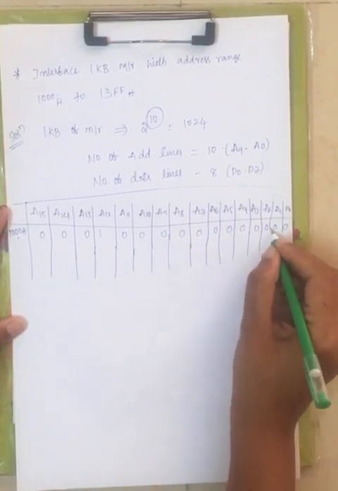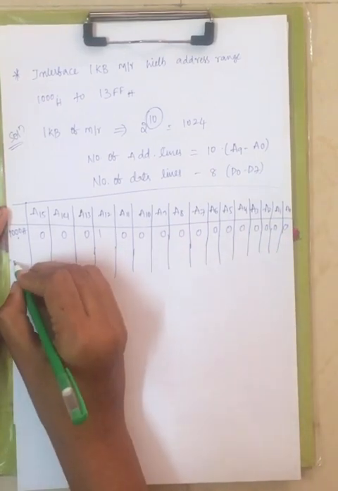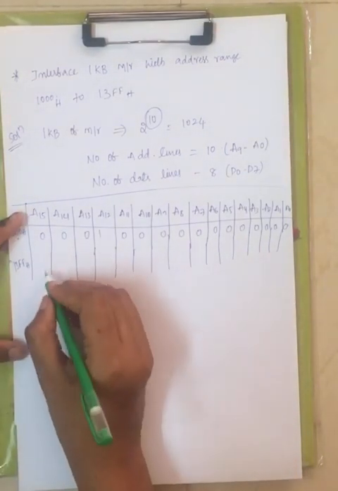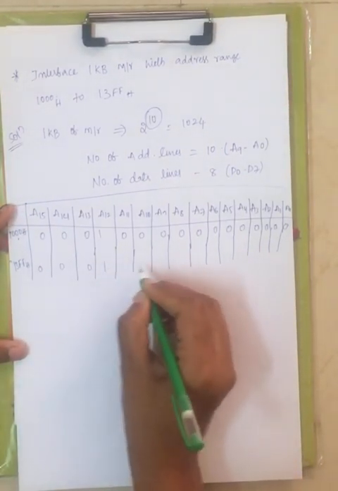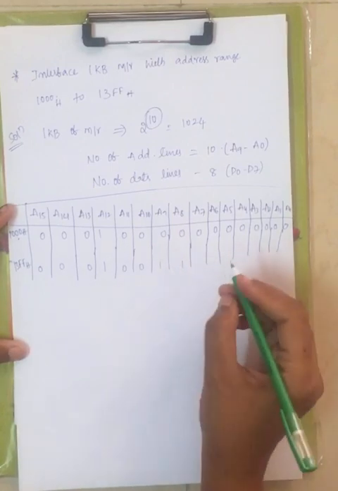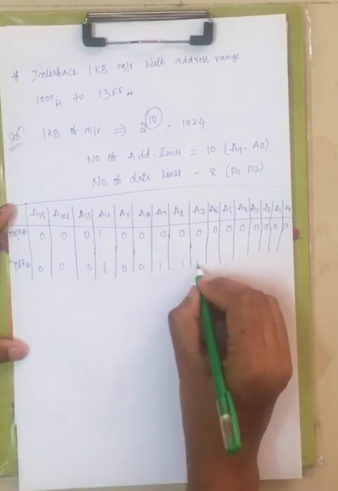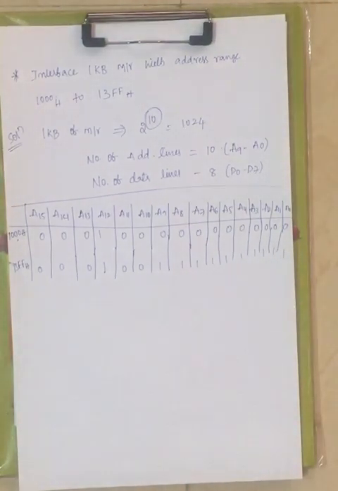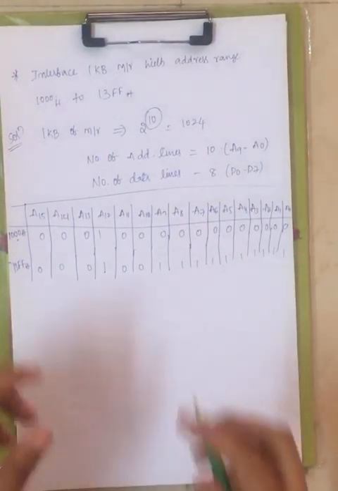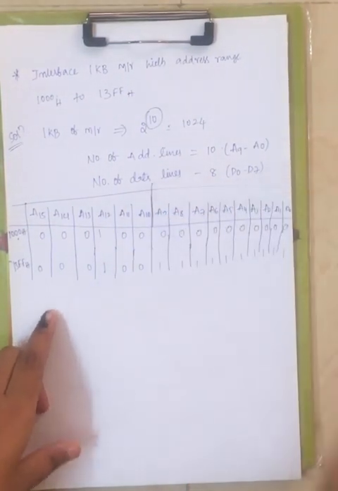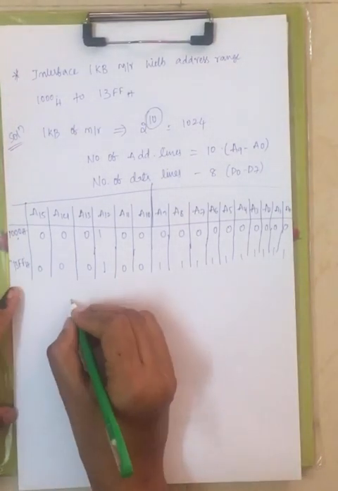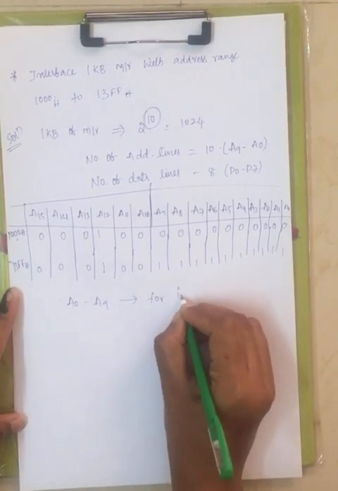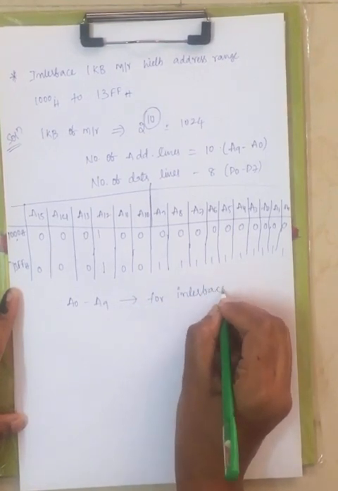And next we have 13FFH. Represent it in 4-bit form, nothing but binary form: 0001, 0011, and FF is all ones. Now the number of address lines required only go till here, A0 to A9. A0 to A9 are required for interfacing.